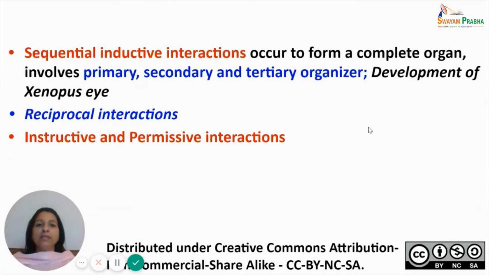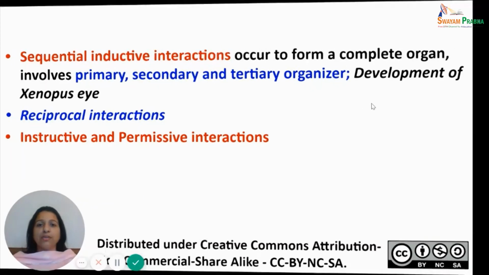Sequential inductive interactions occur to form a complete organ during organogenesis. This involves primary, secondary, and tertiary organizers, as seen in the case of development of Xenopus eye. There also occur reciprocal interactions during inductive interactions, and we also discussed the instructive and permissive interactions.